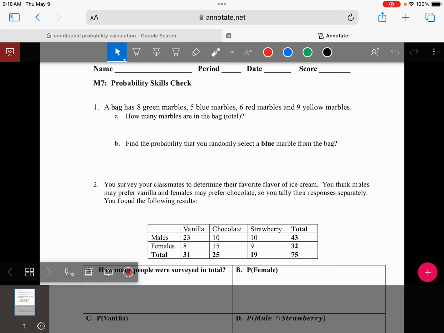Okay, did I miss anybody? Did everybody get their paper back? All right, so let's go through it real quick so we can understand. So we again don't make the same mistake.